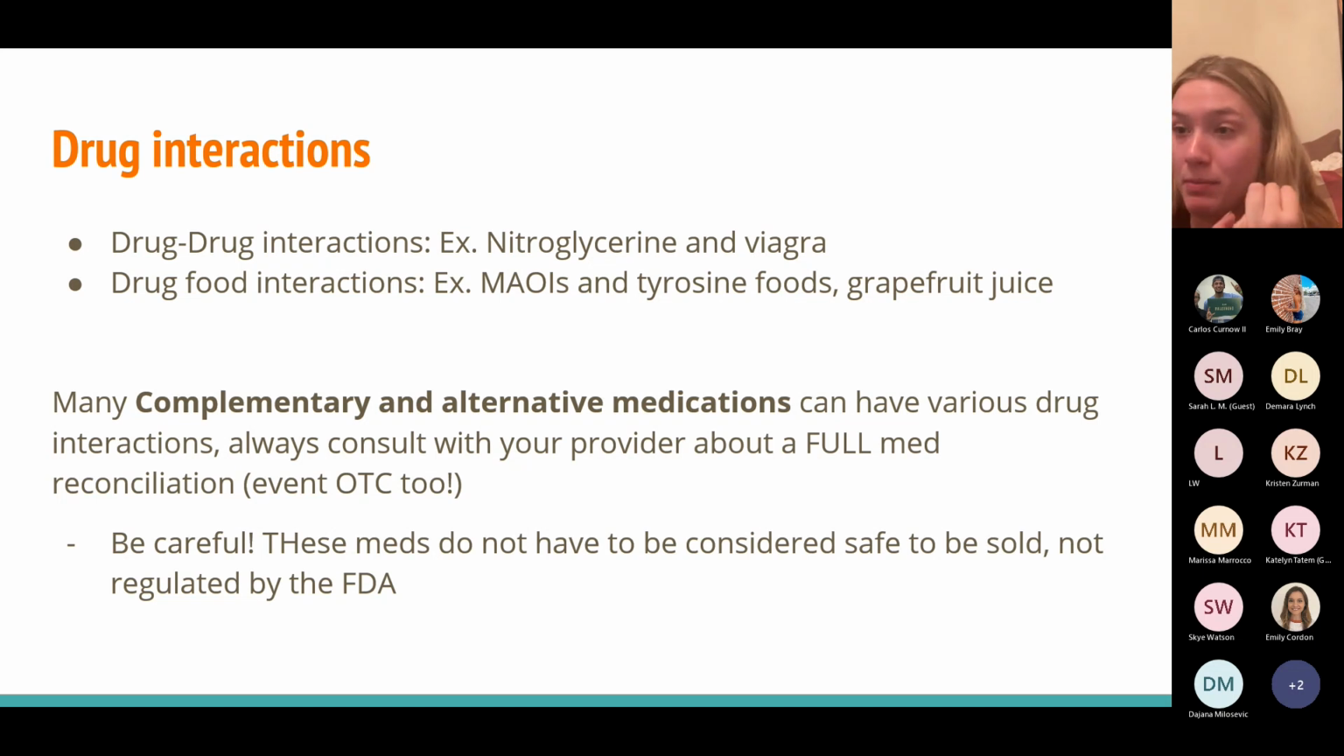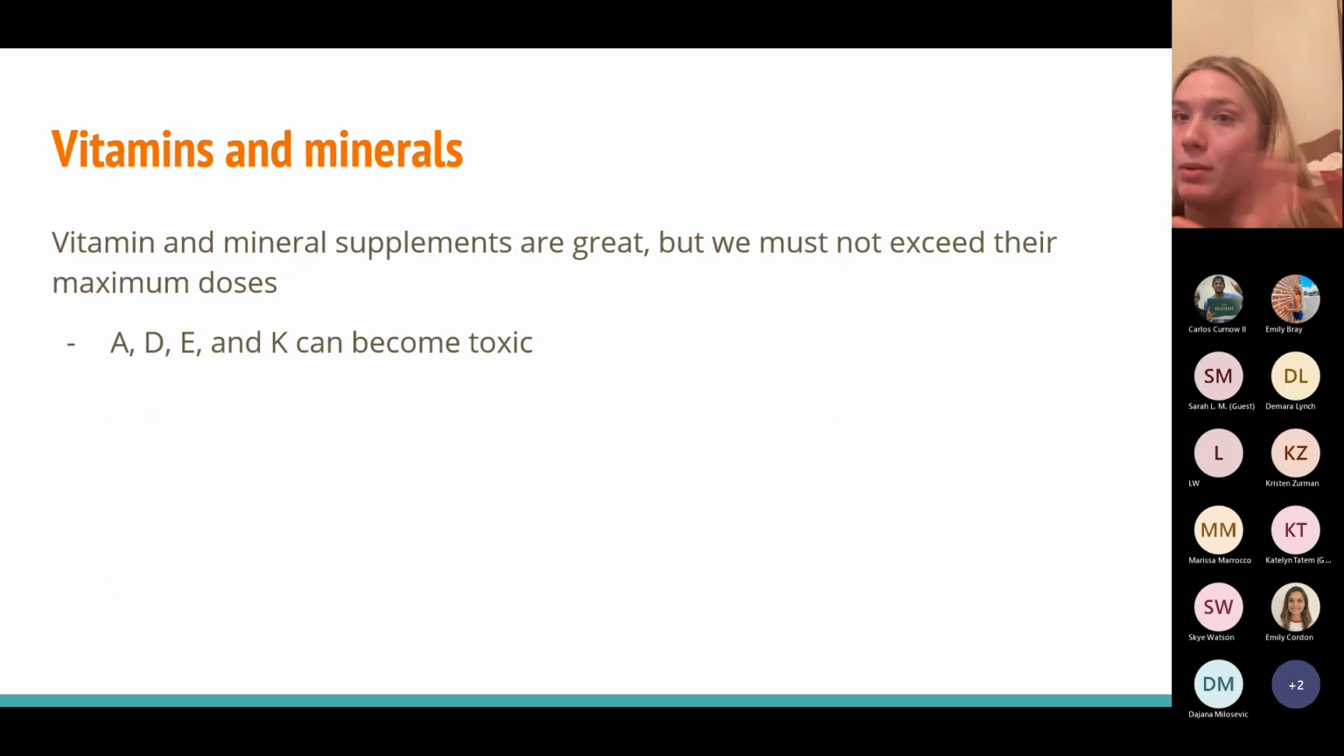You want to know what meds you are being prescribed, what medications you take over the counter, and is there any other complementary or alternative medications that you're taking? That's very, very, very important.